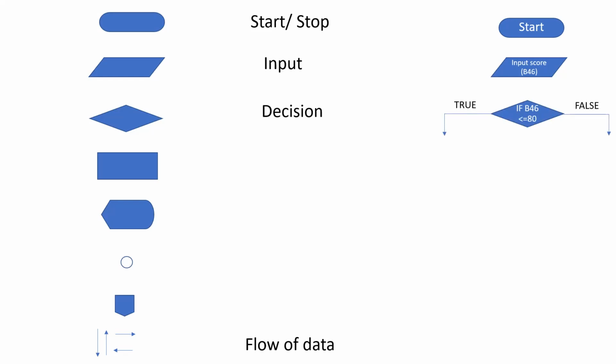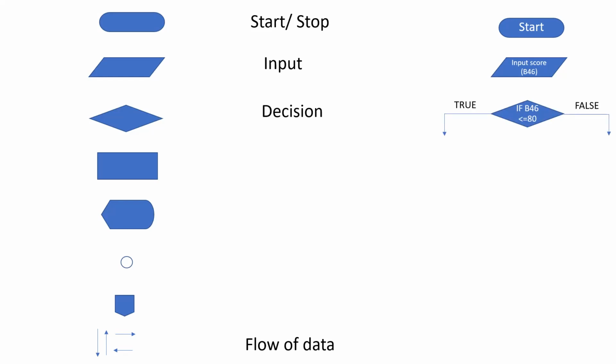And then we branch out. One branch is true, the other branch is false. We will do some action if it's true. We'll do another action if it's false. I'll show you when we finish this part.